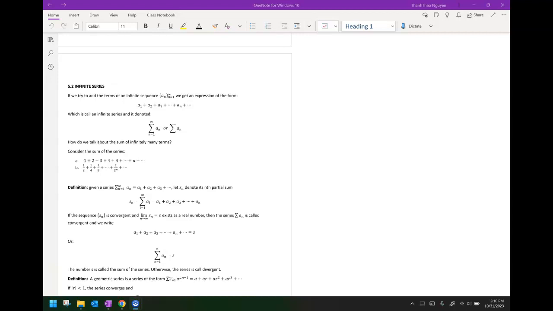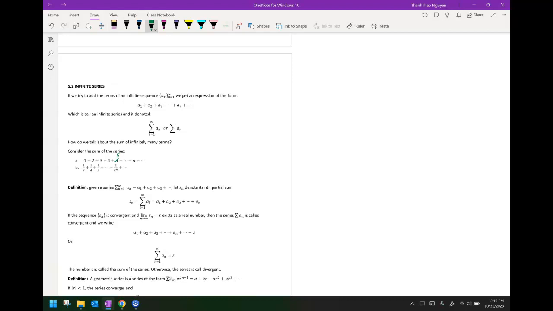Now, how do we talk about the sum of infinitely many terms? There are so many terms to add together. So how do we decide whether the series adds up to a number or not? For example, consider the sum 1 plus 2 plus 3 plus 4 plus 5, and you continuously keep adding it together. What would you get, right?